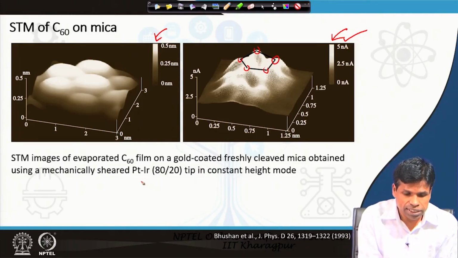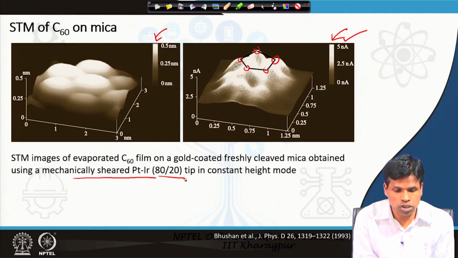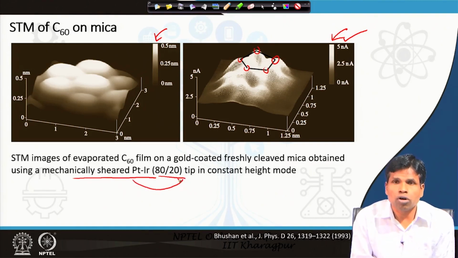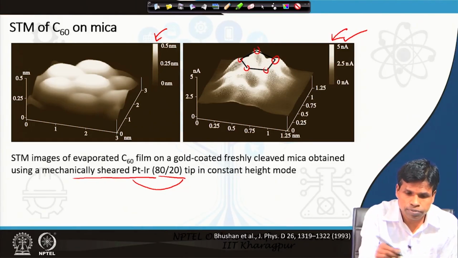So, in this case, a mechanically sheared platinum iridium tip was used. The tip was prepared mechanically, just by simply cutting a platinum iridium wire, and measured in constant height mode.